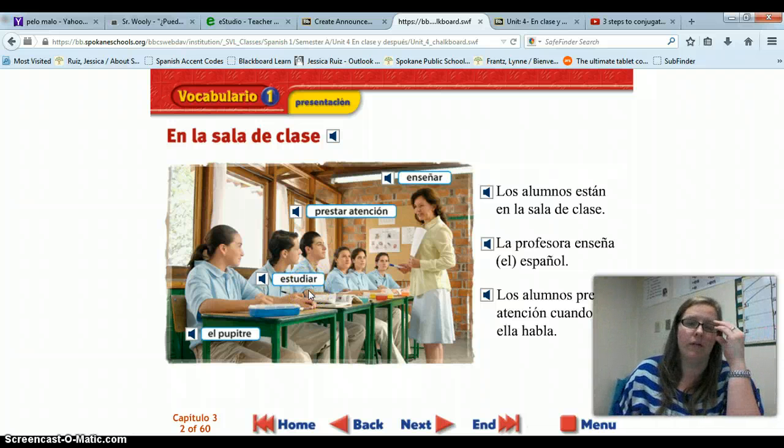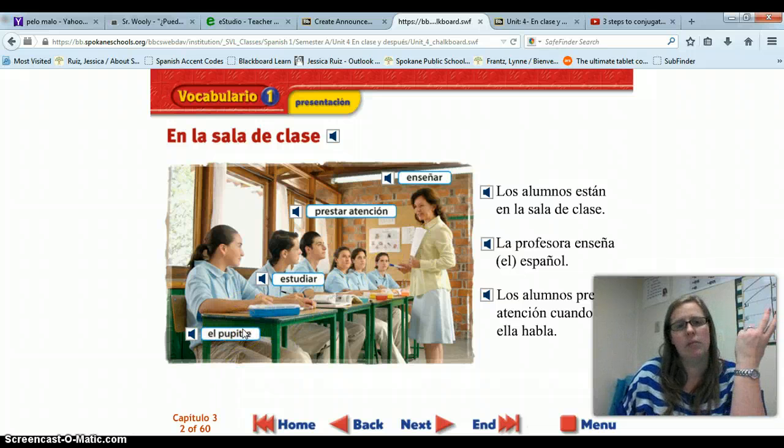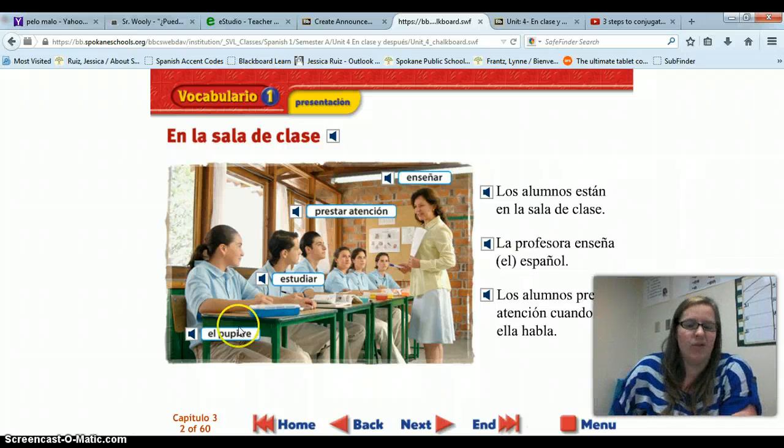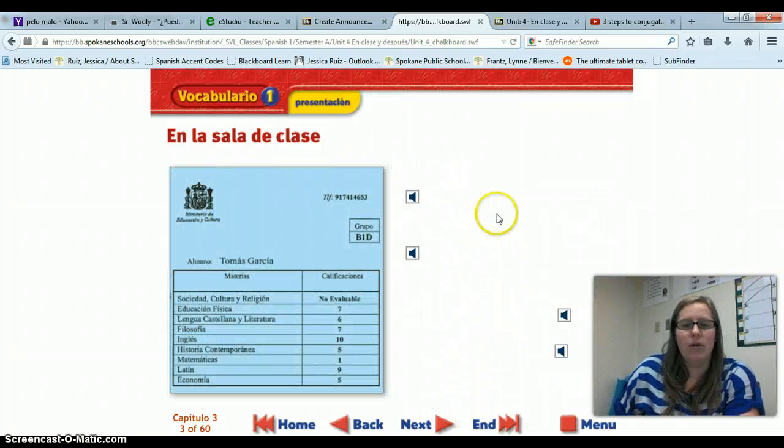Or at least not an infinitive. So we have el pupitre, right? I prefer mesa, table, as opposed to desk, but it just kind of depends on the situation in the country, and it doesn't really matter. Okay, so let's go to the next one.